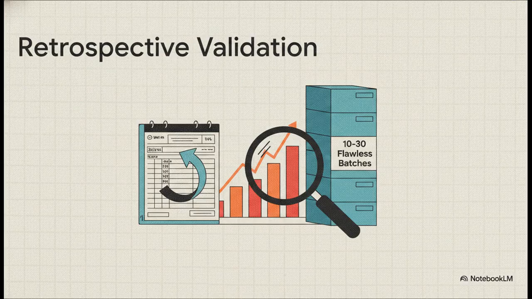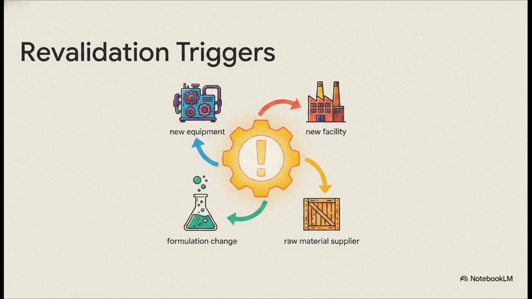Then we have retrospective validation. Imagine looking back at a completely flawless track record. You can only use this for products that are already on the market and have been running perfectly for a long time. You have to analyze the historical records of 10 to 30 consecutive perfect batches. I mean, just think about that for a second. 10 to 30 batches without a single flaw. You have to prove, using trend analysis and showing there are no significant complaints, that you've basically been doing it perfectly all along.